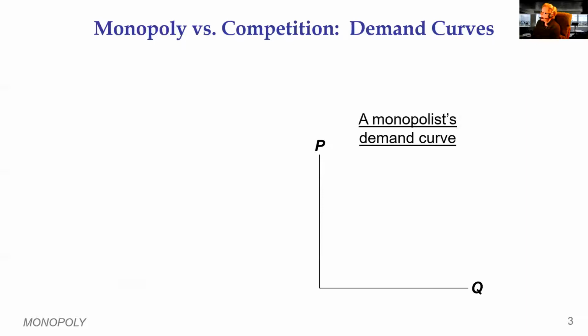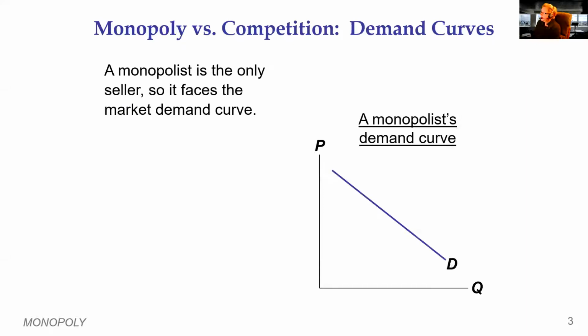Now let's take a look at a monopolist's demand curve. This is the demand curve that you're used to seeing. And here we know that we don't have a perfectly elastic demand curve. We actually have a demand curve that we've seen throughout the entire course.